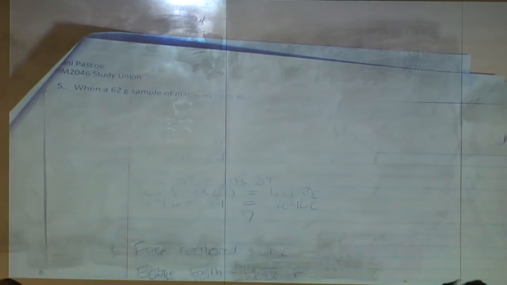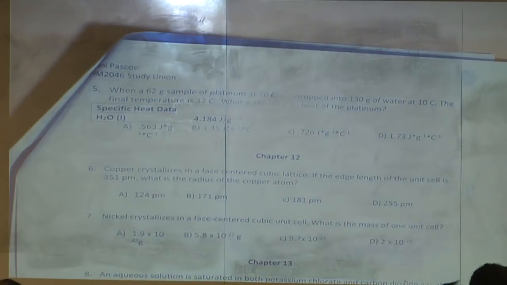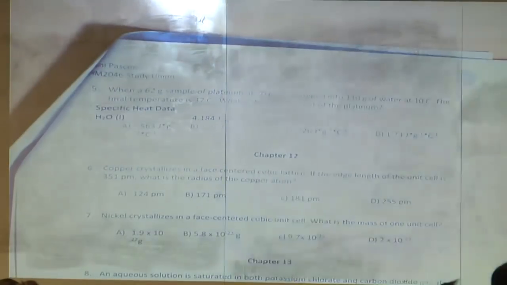Answer is C. So we should get the radius equals 124.